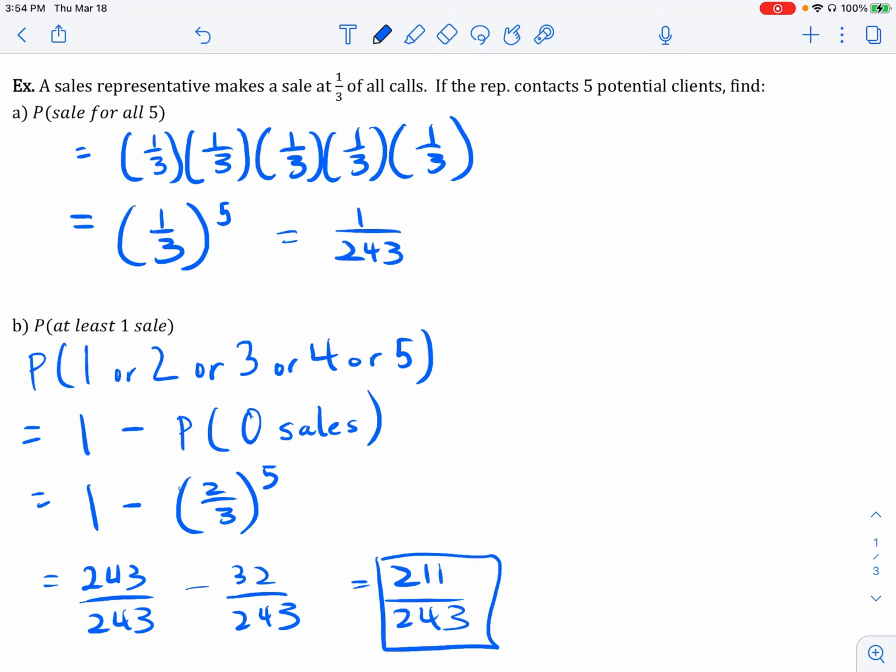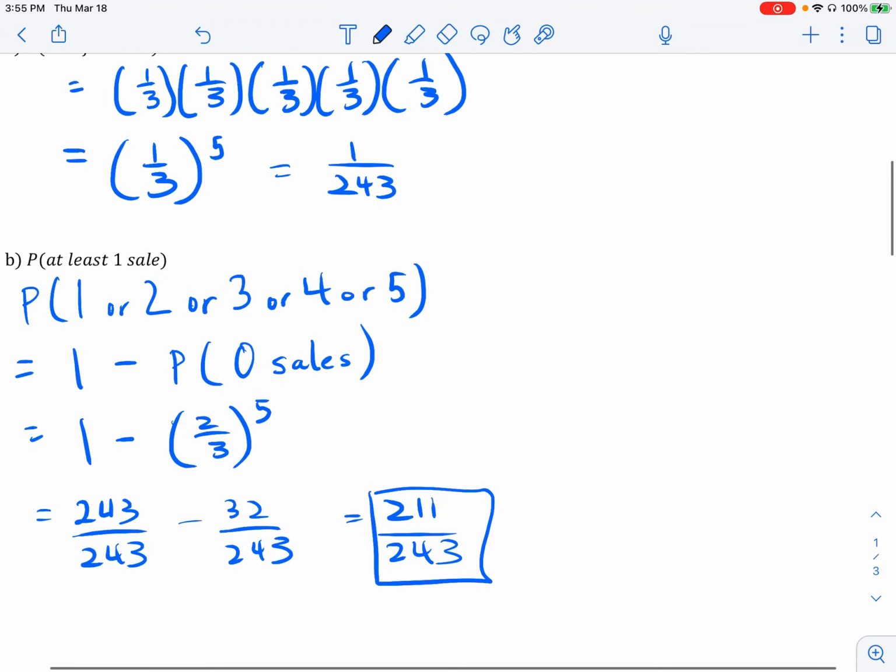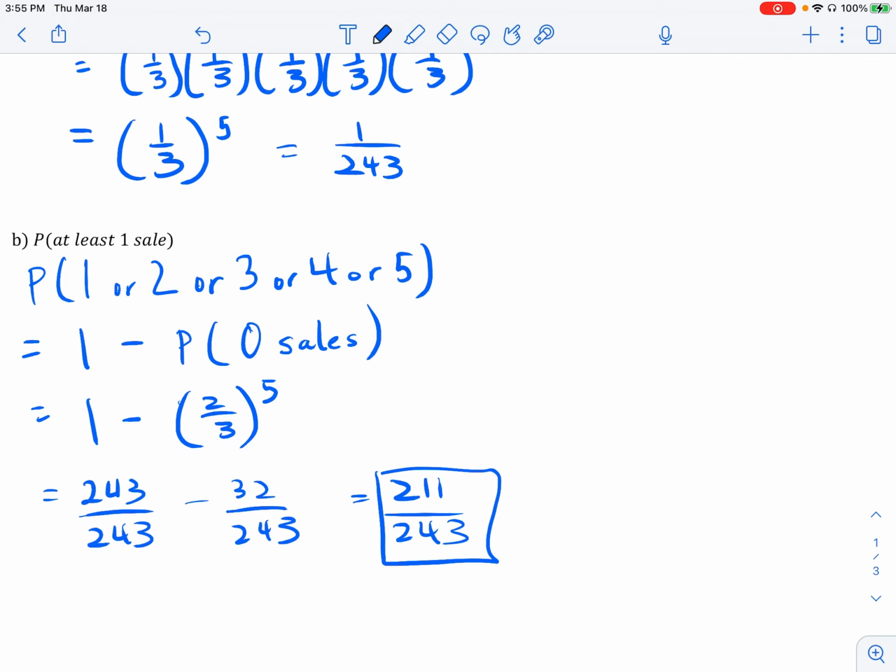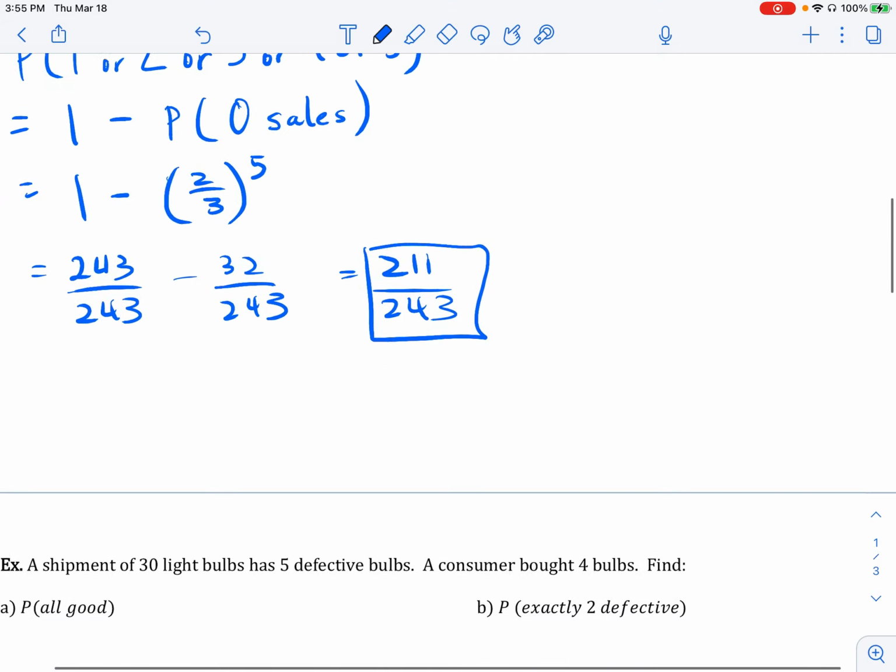Okay? All right, so we can just summarize this. Probability of at least one sale is equal to 1 minus the probability of no sales. All right, let's try another problem now.